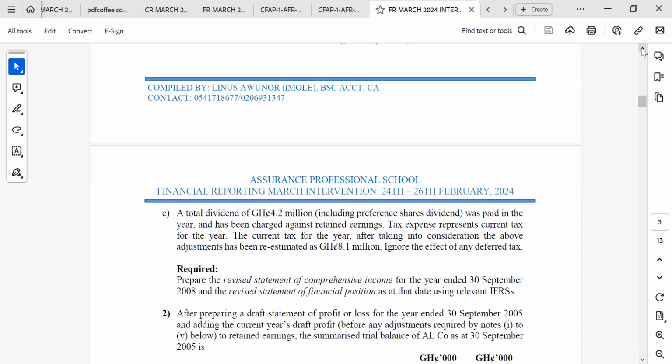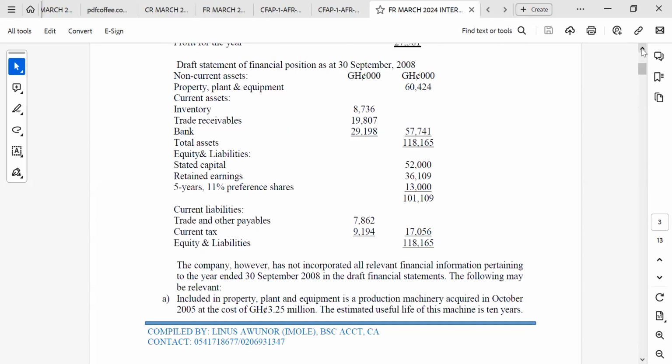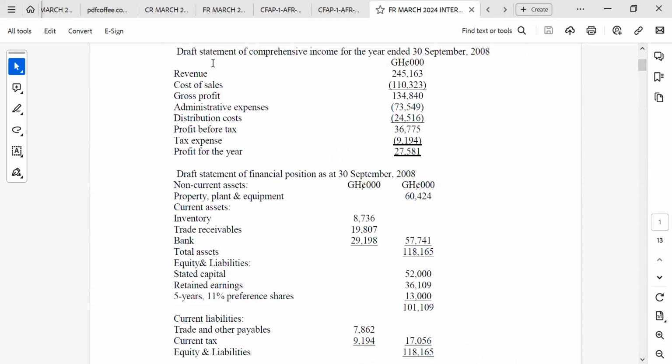So let's go to the revised statement. What are the things given to us? You can see that you have revenue, you have cost of sales, you have these items. The revised statement that you are going to be preparing will still have these items, but the revenue is going to be changing based on a footnote that was not taken into consideration. So your revised statement will still have the same format, but the figures might be changing because they were arrived at without taking into consideration the footnote that will be given to us.